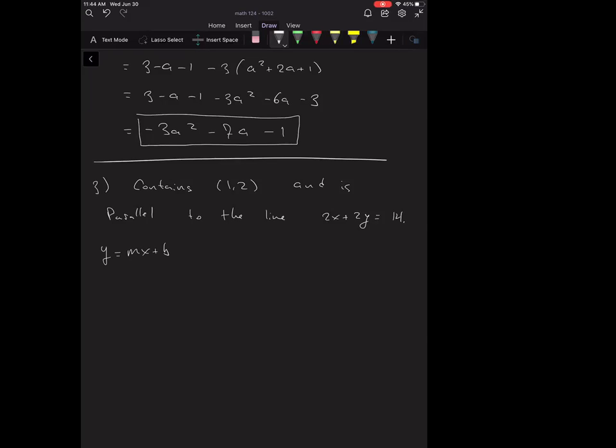So we know that our line contains the point (1, 2) and is parallel to the line 2x plus 2y is equal to 14. When it's saying it's parallel, parallel means we have the same slope.